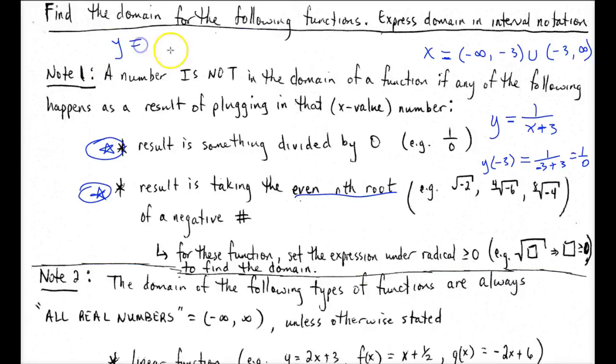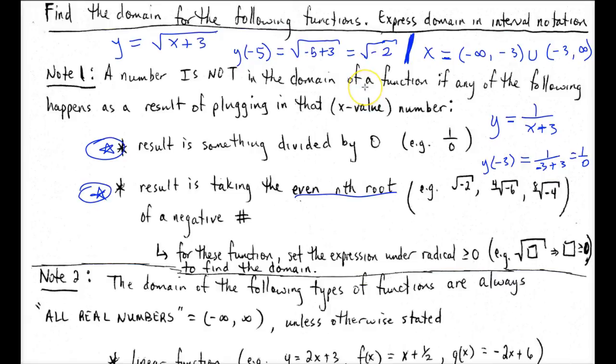And I'll give you an example of that. Let's now do y is equal to the square root of x plus 3. In this case, if I were to, let's say, plug in a -5, then of course the square root of -5 plus 3 is going to be the same thing as the square root of -2. And of course here we know that the square root of -2 is not a real number.